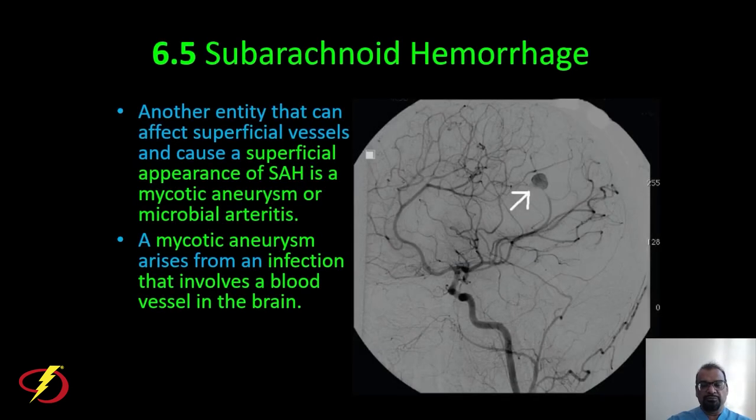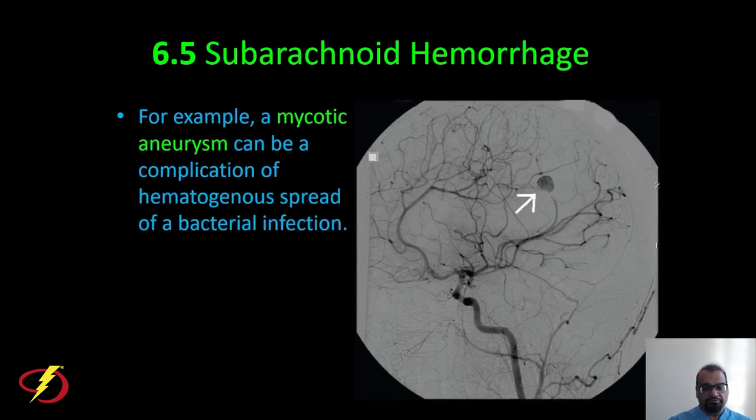Another form of superficial subarachnoid hemorrhage is mycotic aneurysms or microbial arteritis. Those two terms are frequently interchanged. And this is an aneurysm that, unlike brain aneurysms that we covered earlier that are centrally located around the circle of Willis, these are more superficially distributed, okay? And these are related to infections that involve blood vessels in the brain.